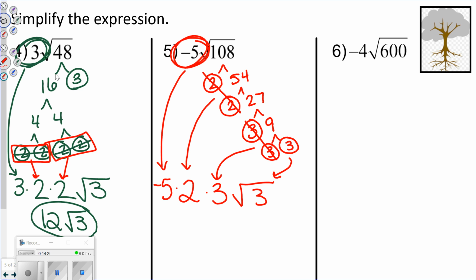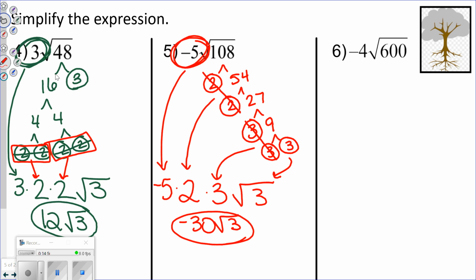Can you see why I cross off the pairs as I go? You don't want to accidentally reuse those more than once, right? Especially if some of these factor trees get tons of numbers on them. I don't want to lose track of what I got going on. All right, so negative 5 times 2 times 3 is negative 30, and then radical 3.